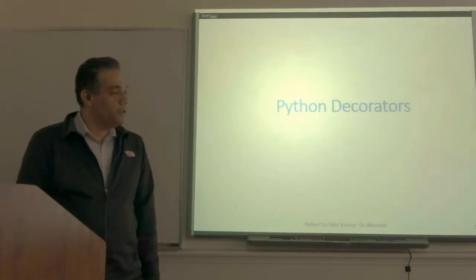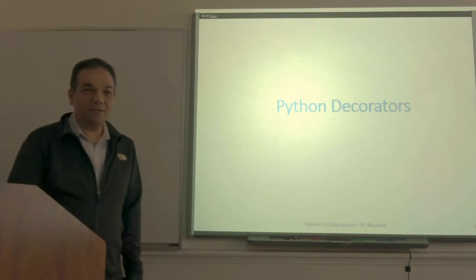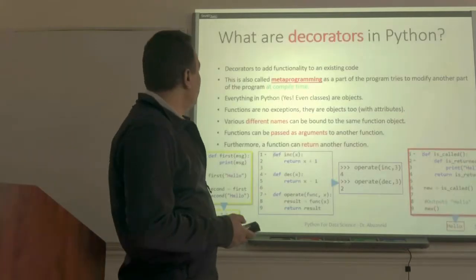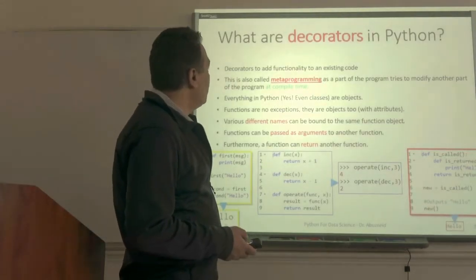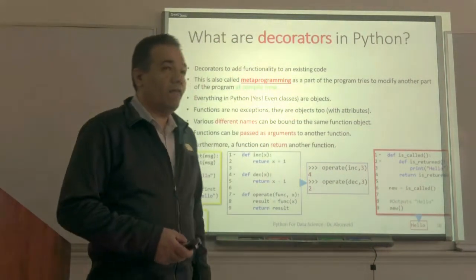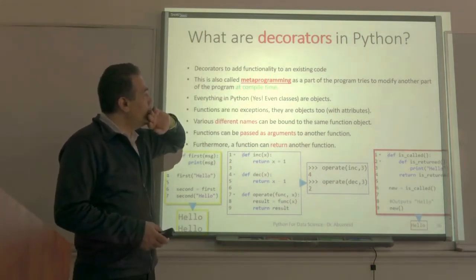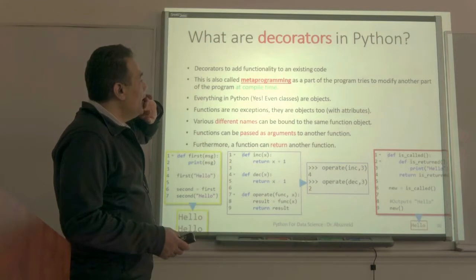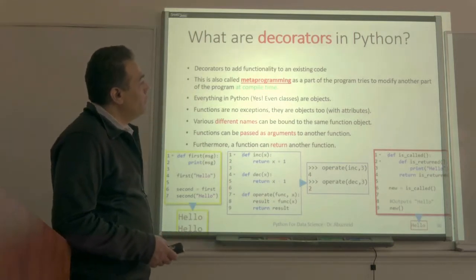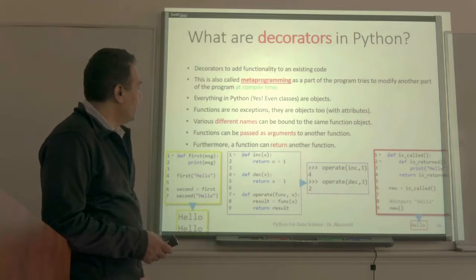All right, so we continue with Python decorators. Python seems to have a lot of interesting things. So a decorator adds functionality to existing code. This is also called metaprogramming, as a part of the program tries to modify another part of the program at compile time.